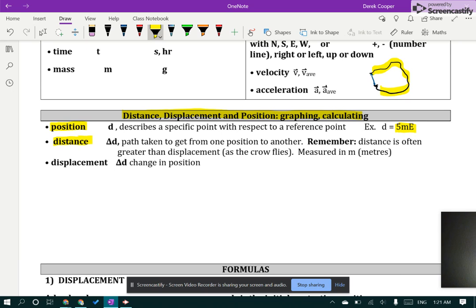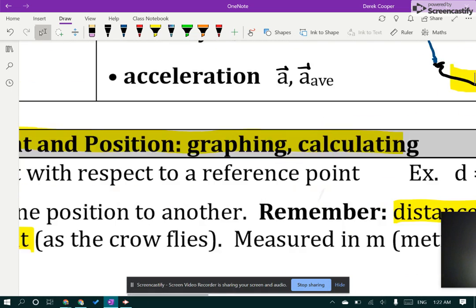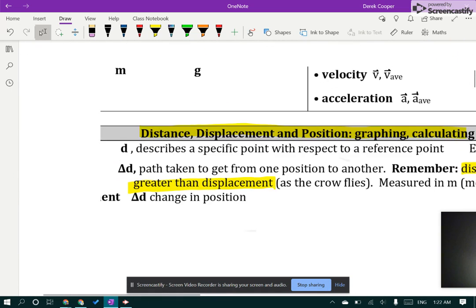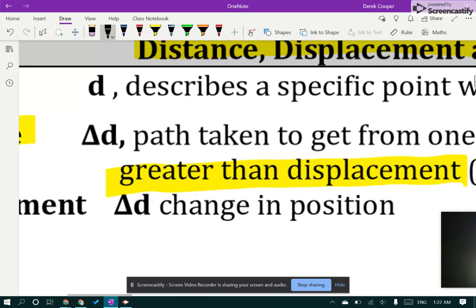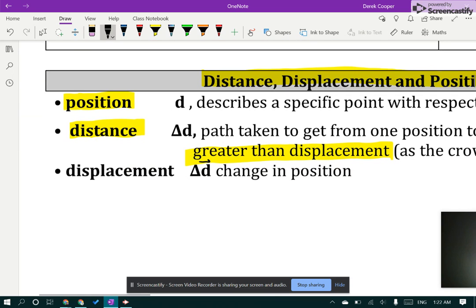The distance, or delta d, is the path taken to get from one position to another. And so that could be this whole roundabout way. And so distance is often greater than the displacement, because the displacement, again, is from one point to another. The distance could be all the way over here as they go to that second point. So then our displacement, and remember, we mark it with a little arrow above because it's a vector quantity, so it's magnitude and direction. Displacement is the change in position.